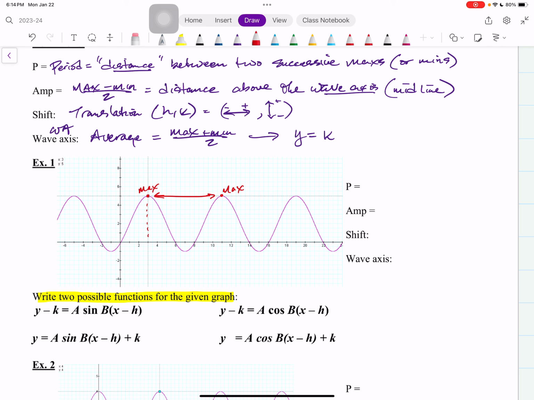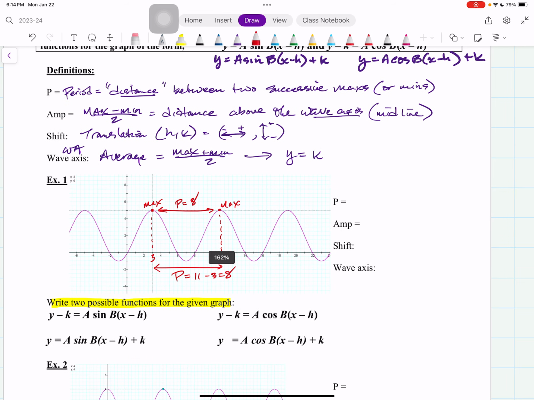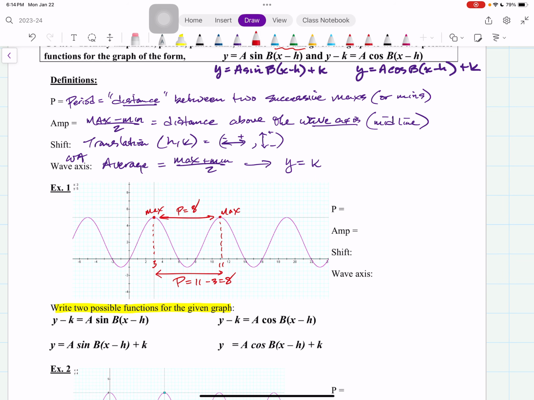You go down here and this is at 3, and go down here and this is at 11. I want to look at the distance between 3 and 11, and there's your period. 11 minus 3 is 8. So my period is 8 units long. Sometimes you don't have pi involved, believe it or not. It all depends on what b is in the function. So I know right off the bat, as I just talked about, the period is 8.